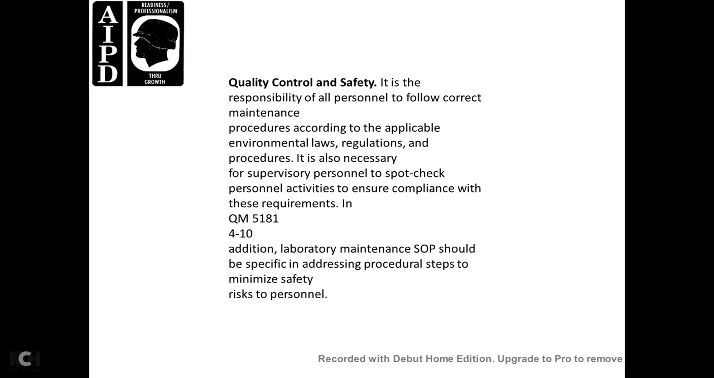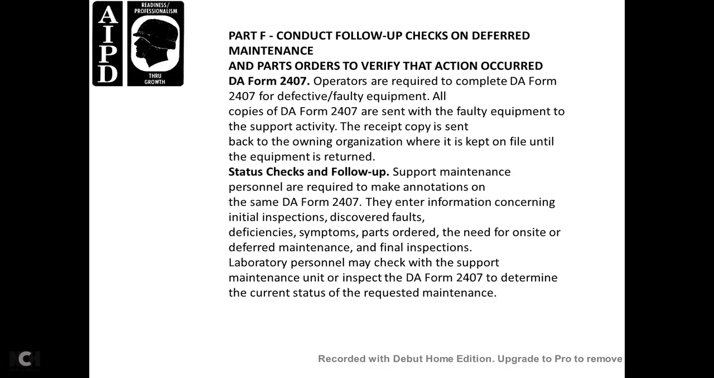Additional laboratory maintenance standard operating procedures should be specific, addressing procedural steps and minimizing safety risk to personnel. Part F, conducting follow-up checks on deferred maintenance and parts orders to verify the action occurred with the DA Form 2407. Operators are required to complete the DA Form 2407 for defective or faulty equipment. All copies of the DA Form 2407 are sent with the faulty equipment to the support activity. The receipt copy is sent back to the owning organization and kept on file until the equipment is returned. For status checkup and follow-up, support maintenance is required to make any notations on the same DA Form 2407.